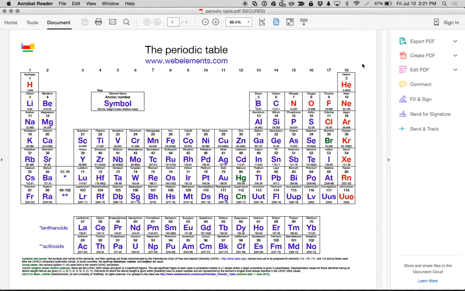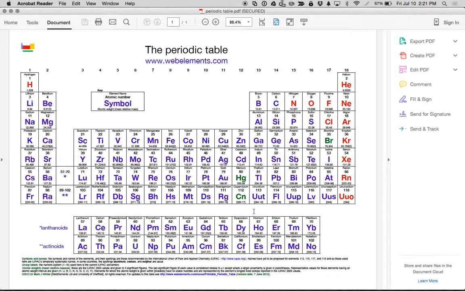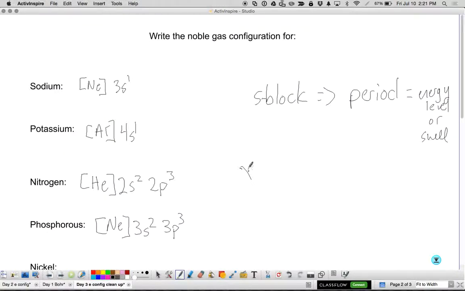So what we can kind of do here is we can say that this element right here is p1, and then we just kind of work our way across. So all of this here is called the p block. So in the p block, the period is also equal to the energy level.